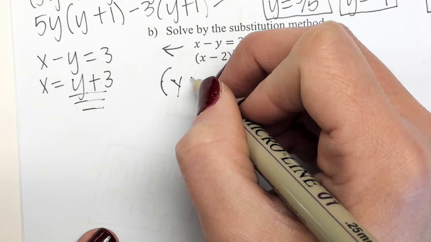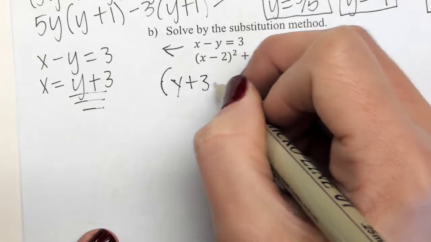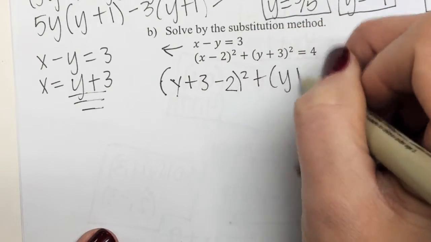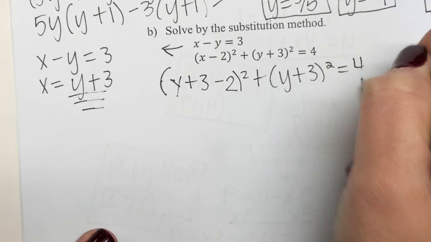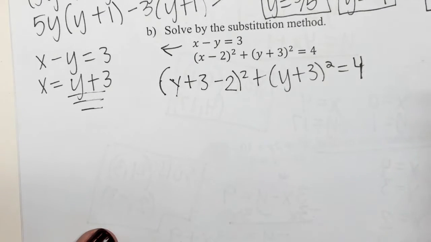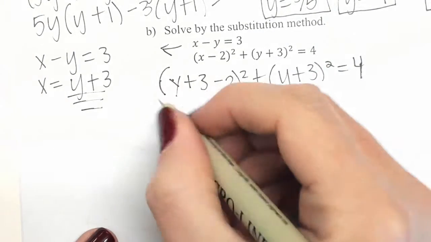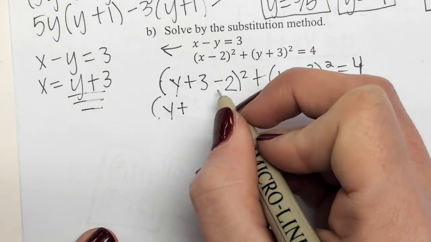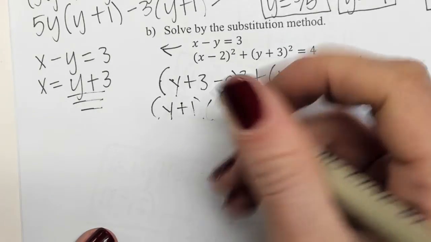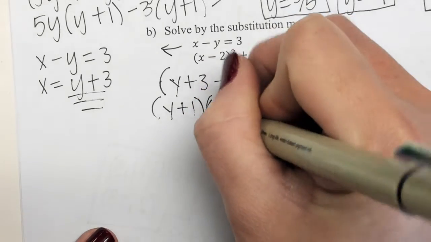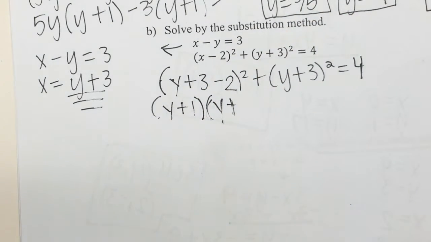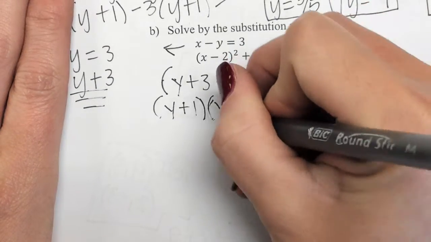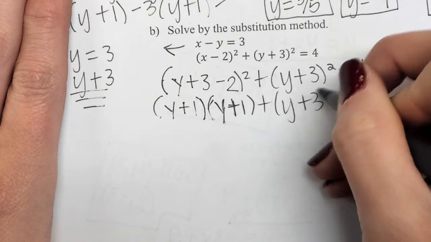Almost. y plus 3 minus 2 squared, plus y plus 3 squared equals 4. Oops. Alright, this I can simplify. This is the same as what right here? y plus 1 squared. Good. Go ahead and write that twice if you need to, because we're going to have to foil it. Plus 1 squared. And then plus y plus 3, y plus 3.